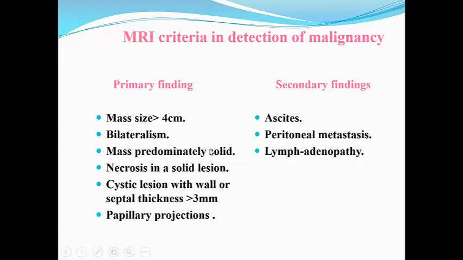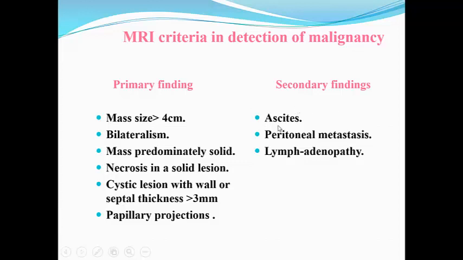Mass predominantly solid, except for the solid benign lesions. The most common is the ovarian fibroma. Necrosis in a solid lesion. Cystic lesion with wall or septal thickness more than 3 millimeters, and this will get us to the category of either borderline or malignant tumor. Papillary projections. And then if there are secondary signs, that means we are talking about malignant lesions.